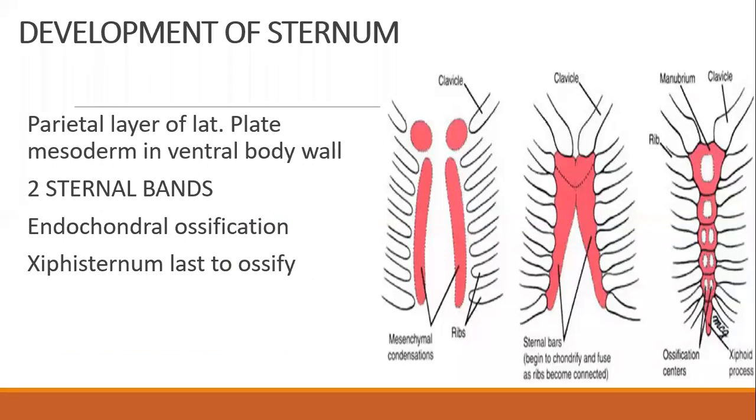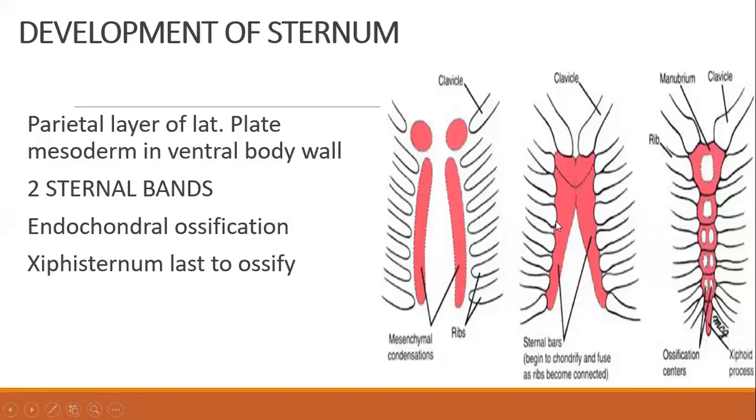Now we are done with the skull. Now we are going to take up development of the sternum. It is also a part of your axial skeleton. Sternum, the breastbone, has three parts: manubrium sterni, body of the sternum, and xiphoid process. So the sternum develops from the parietal layer of lateral plate mesoderm. It develops in the ventral body wall, the front of the body wall, and from the parietal layer of lateral plate mesoderm two sternal bands are formed. These two sternal mesenchymal bands are formed.